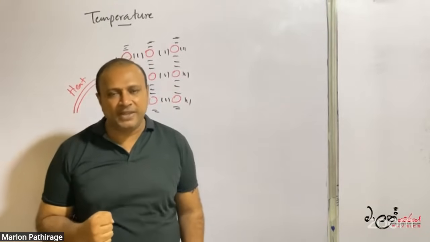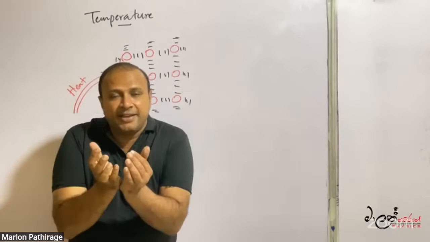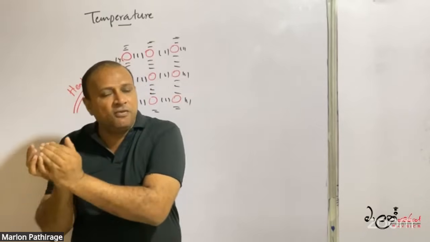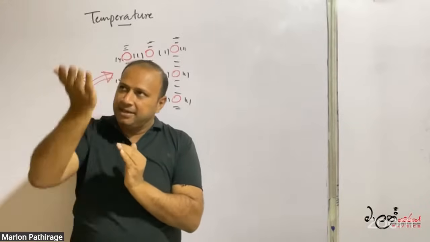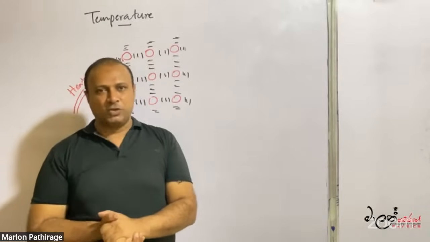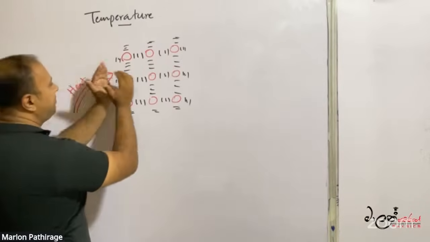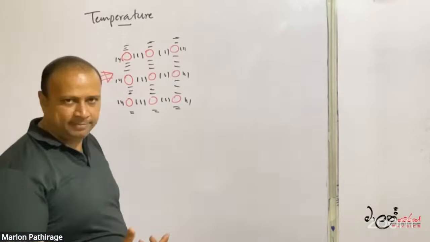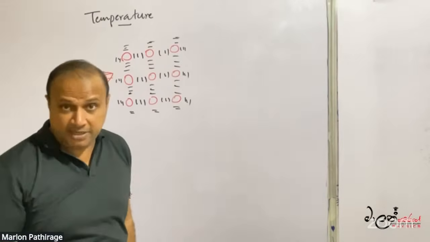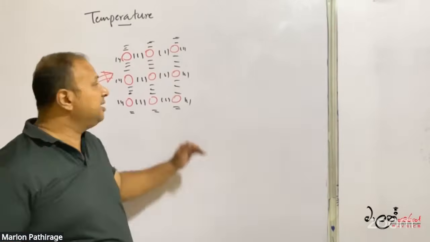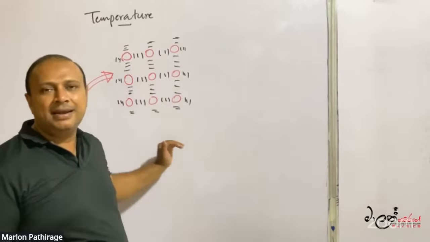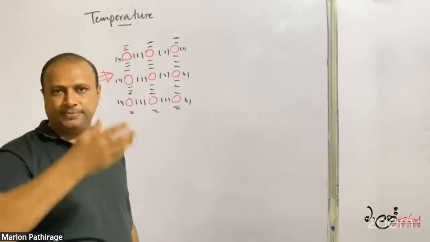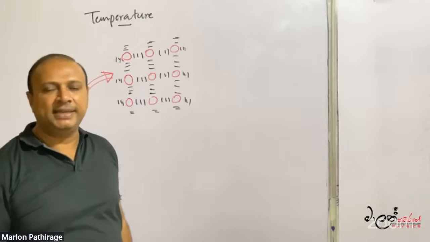Therefore, the kinetic energy of those particles increases. So when heat is supplied to this object, what will happen? First, the kinetic energy of the lattice will be increased. That is the first thing that happens to it.